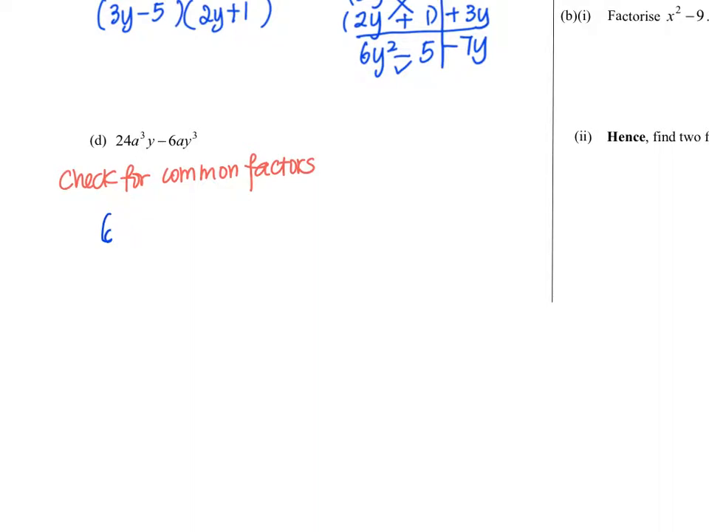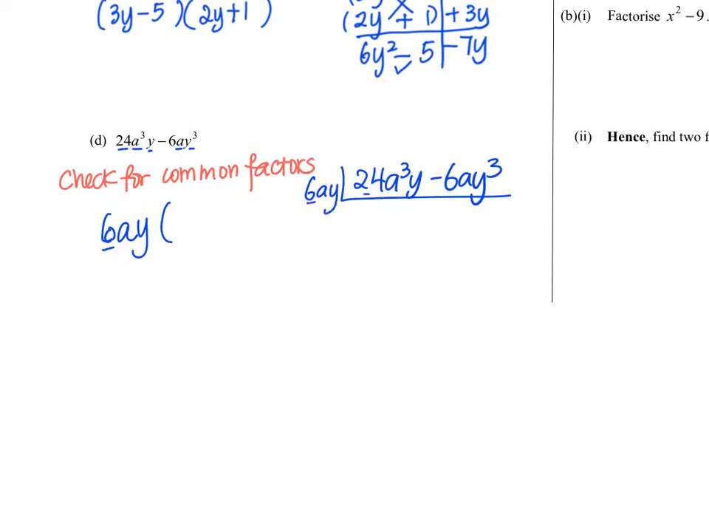But that's not the only one. I still have 6. Then what about the letters? A cubed and a. So I can factorize out a. Y and y cubed. So I can factorize out y. So I'm left with 24 divided by 6, which will give you 4. A cubed divided by a will give you a squared. Y divided by y, no more. 6 divided by 6 is 1. And a divided by a, then y squared. So 4a squared minus y squared.